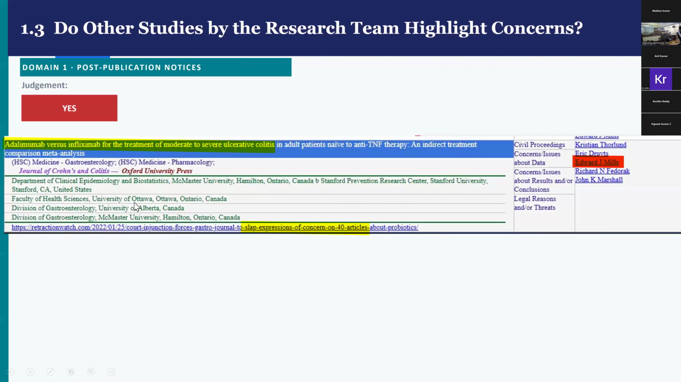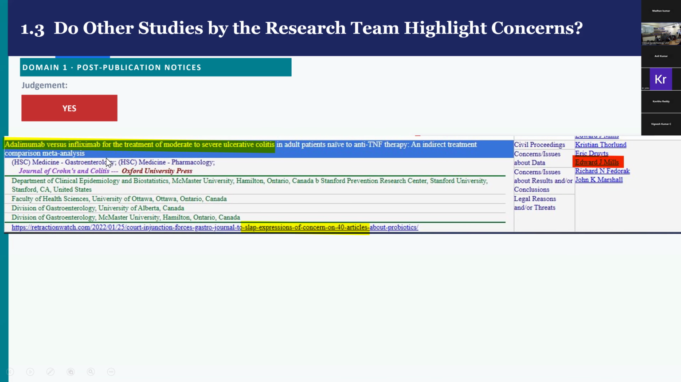So, are there other studies by the research team that highlight concerns? This again, we tried by entering in the retraction database. When we entered the last author, who was Edward J. Mills, we came across an expression of concern for another study that he had done, which was about studying adalimumab versus infliximab for the treatment of moderate to severe ulcerative colitis.